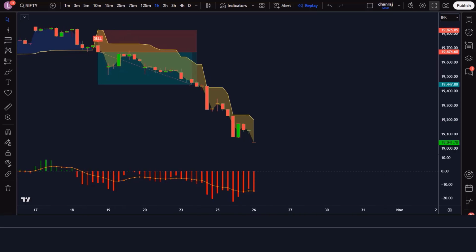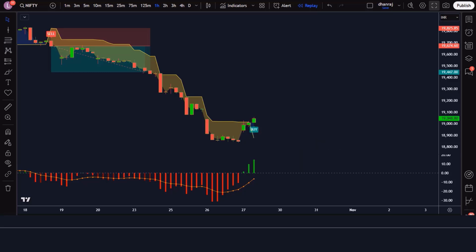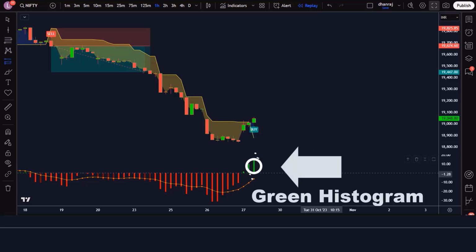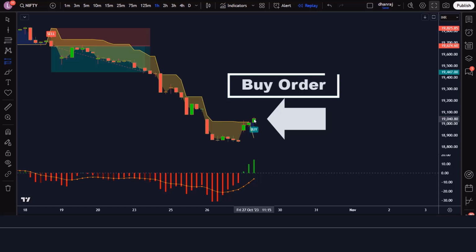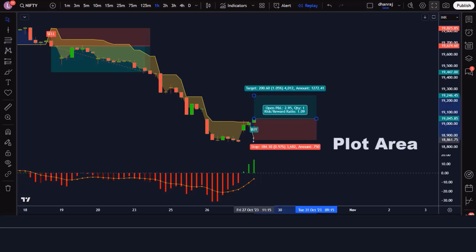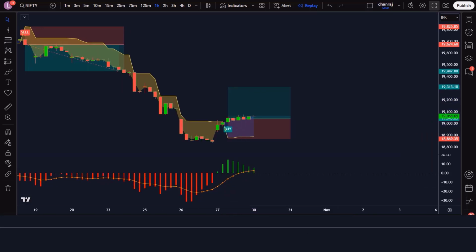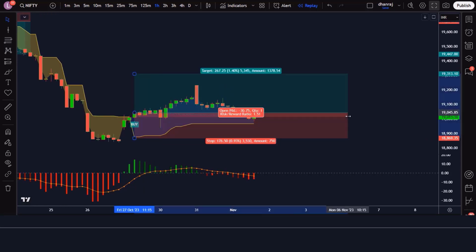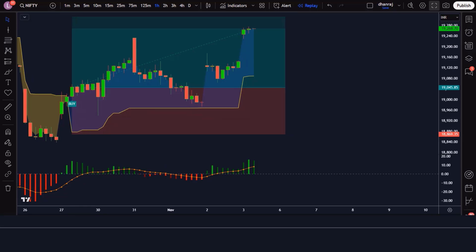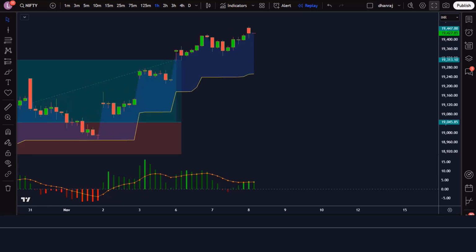Let us now understand the long position. When the Twin Range Filter Visualized indicator gives us a buy signal, when the Tricks Histogram is a green histogram, and when the market forms a bullish candle, if this condition is fulfilled, then we will place a buy order. Our stop loss is to be placed at the blue of the plot area, and the risk to reward ratio will be 1:1.5. The market has completely hit the target. I hope you must have understood this trading strategy.